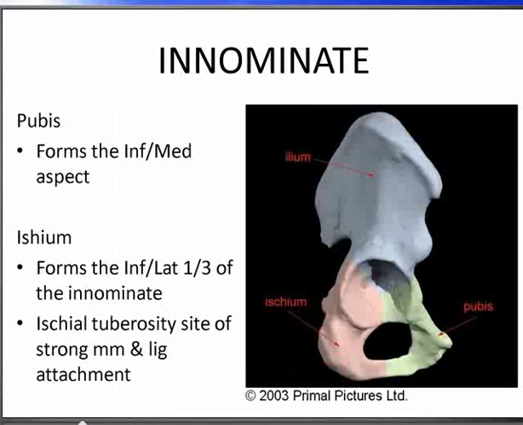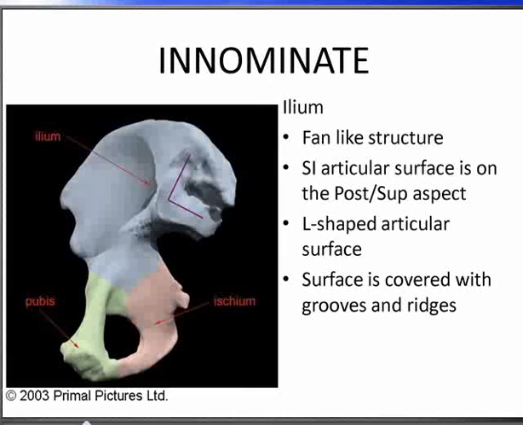All right, looking at the innominate, it's primarily made up of the pubis, which forms the inferior medial aspect, and the ischium, which forms the inferior lateral aspect or lateral third of the innominate. The ischial tuberosity we know to be a site of strong muscle and ligament attachment. So generally you have a lot of muscle and ligament attachments between the ilium, the ischium, and the pubis. Three bones essentially fused into one that comprise the acetabulum. The ilium is fan-like.